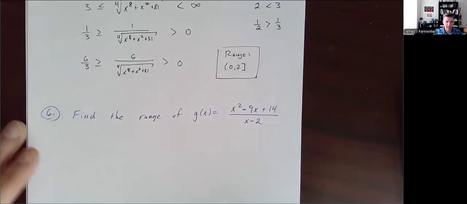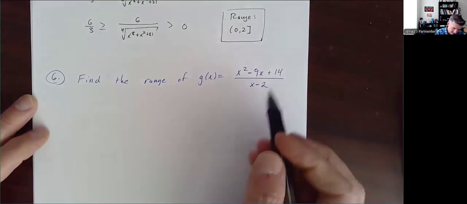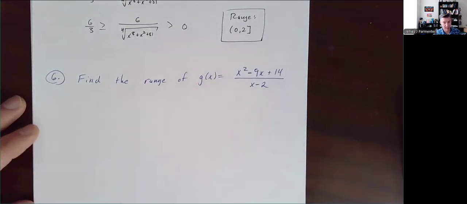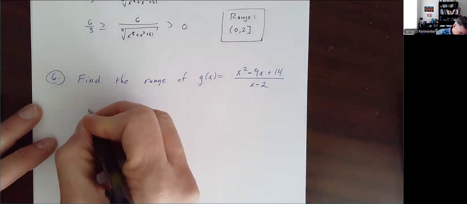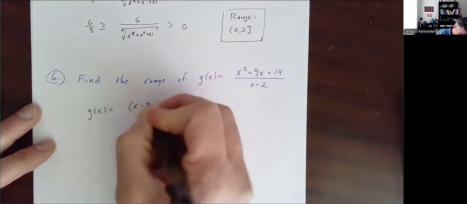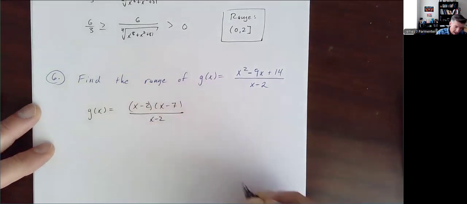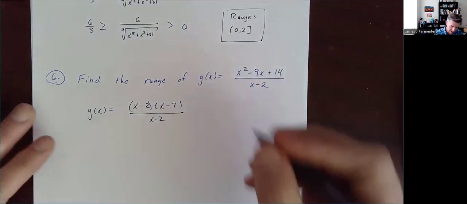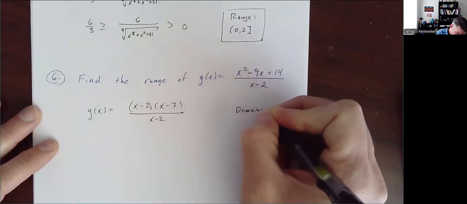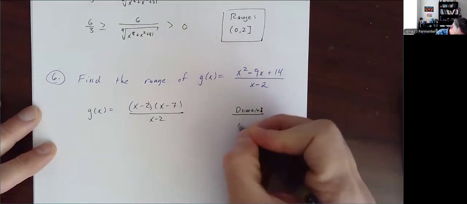Okay, last question here. This question is similar to the one that we did in the previous video. I want to find the range of this function here. This one requires simplification. If we simplify this, the top factors as x minus 2 times x minus 7, and the denominator factor is x minus 2. Before we cancel, we're going to point out that in the domain, x can't equal 2.